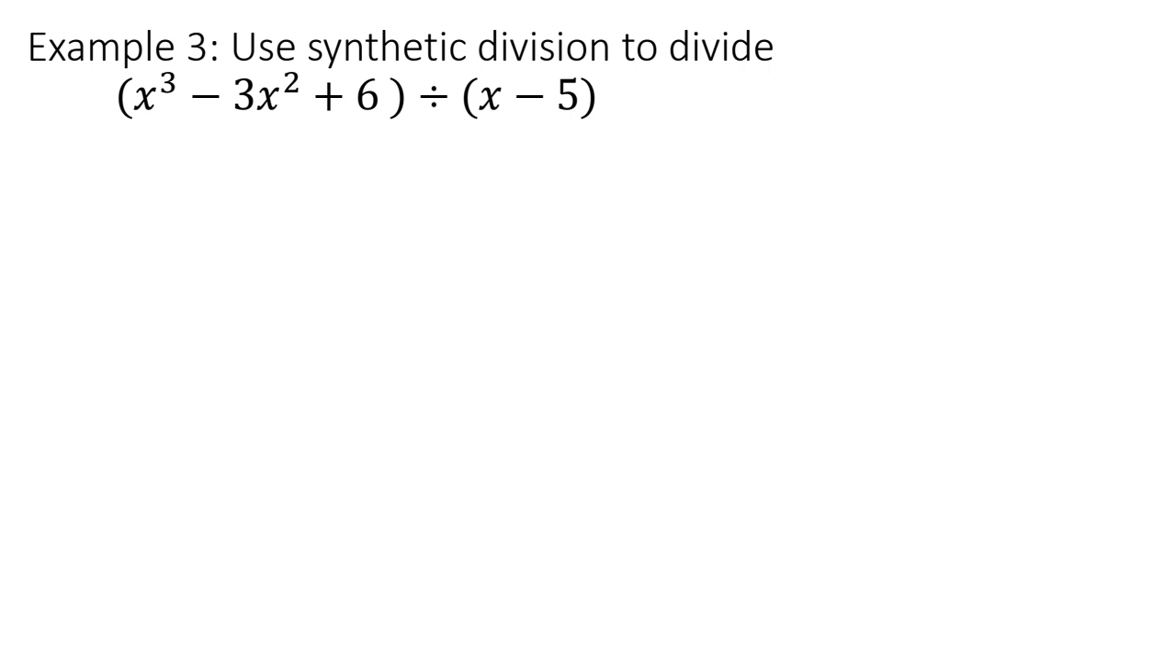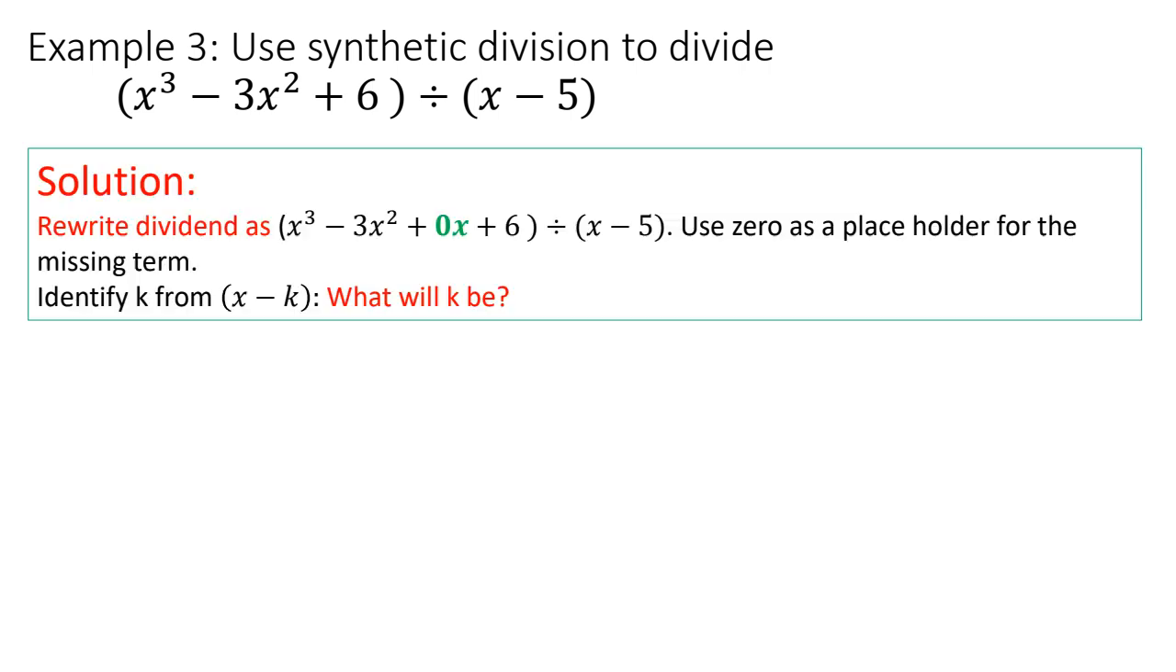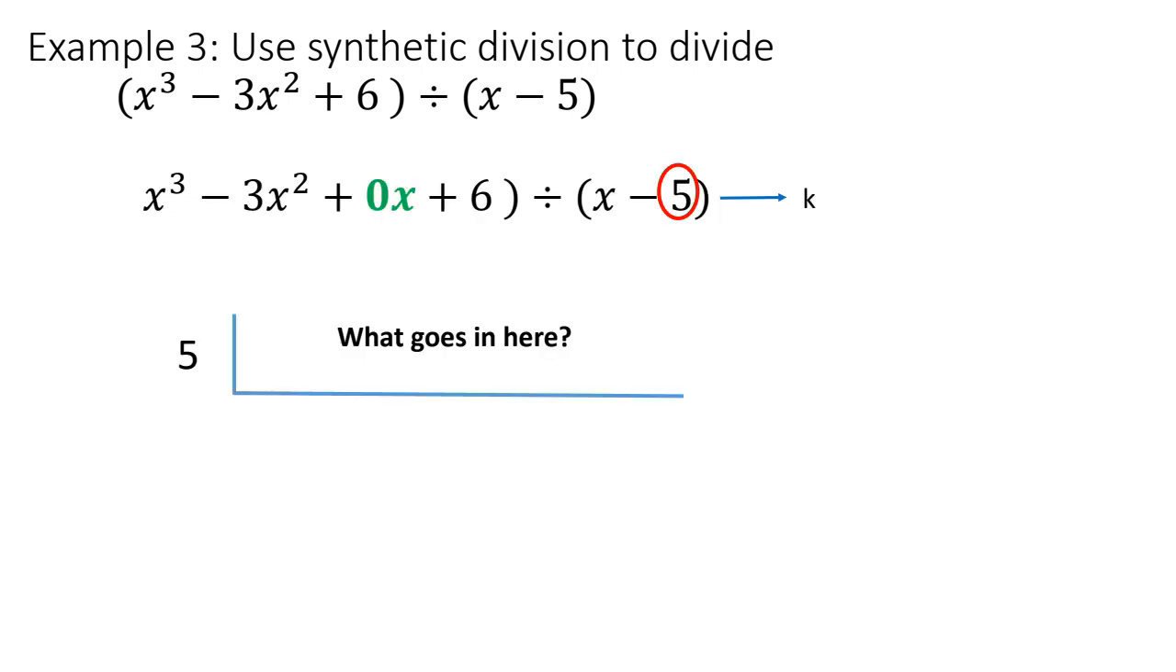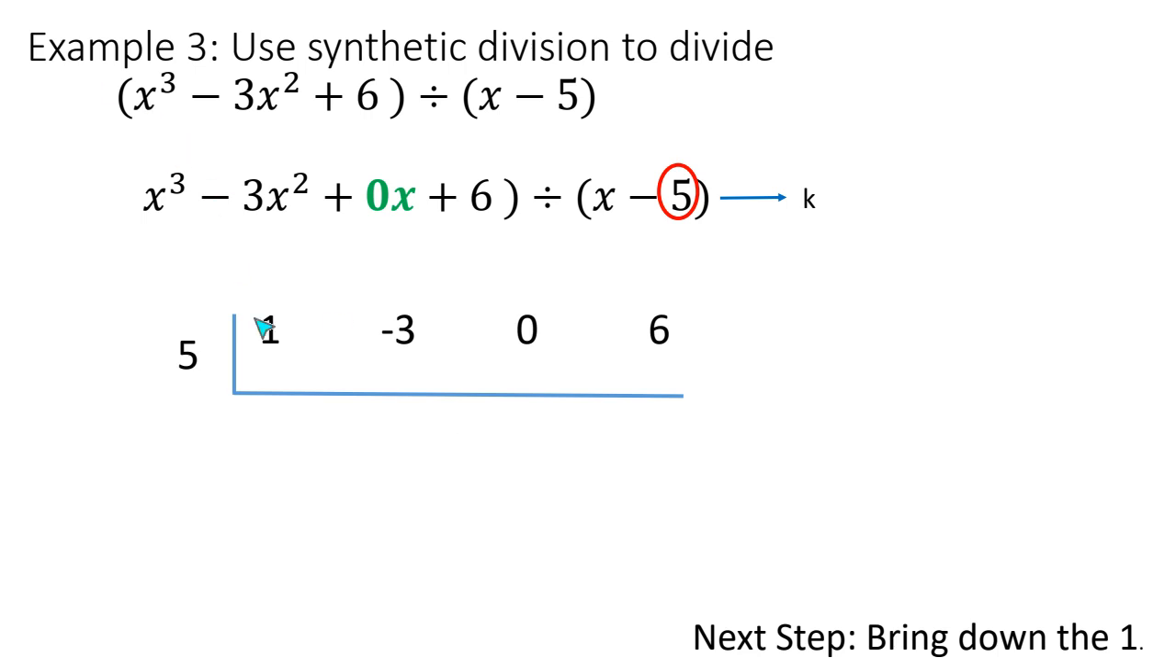Okay, one more. It's a little bit different. So our k is going to be 5. But notice what happened here. We have x cubed minus 3x squared, and there's no x. So we want to make sure that we use 0 for that x. And then we have our plus 6. So our k is going to be 5, and then our coefficients would be 1 for x cubed, negative 3 for x squared, 0 for x, and 6 for our constant.